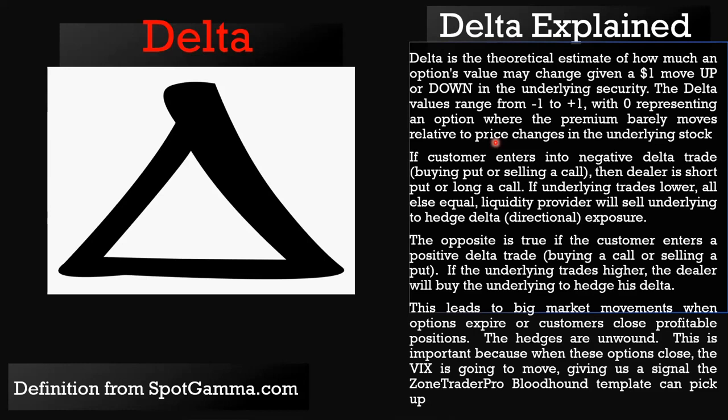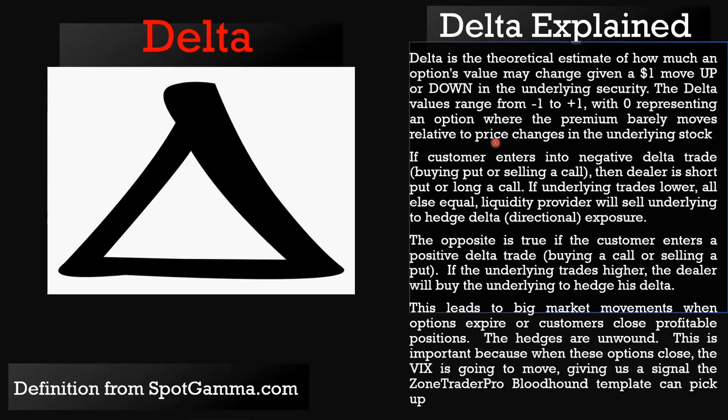So if the ES is going to trade lower, everything else being equal, the liquidity provider, the dealer, will sell the underlying hedge to hedge the delta in his directional exposure. The opposite is true if a customer enters a positive delta trade, buying a call, selling a put. If the underlying trades higher, the dealer is going to buy the underlying to hedge his delta.